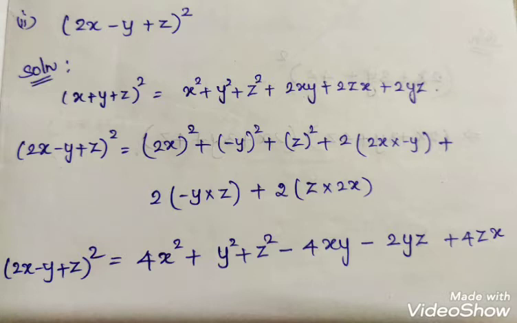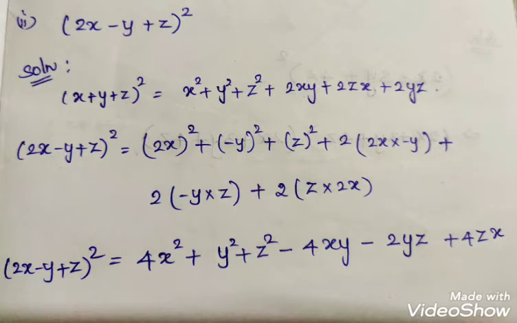Alright, next your second question, 2x minus y plus z the whole square. This is also the same thing, but the only thing is y has a minus. So whenever you are putting the y value, you should add the minus. So x plus y plus z the whole square: 2x minus y plus z the whole square is equal to 2x the whole square plus minus y the whole square plus z square plus 2 into 2x into minus y plus 2 into minus y into z plus 2 into z into 2x. If we simplify, what will we get? 4x square plus y square plus z square minus 4xy minus 2yz plus 4zx.